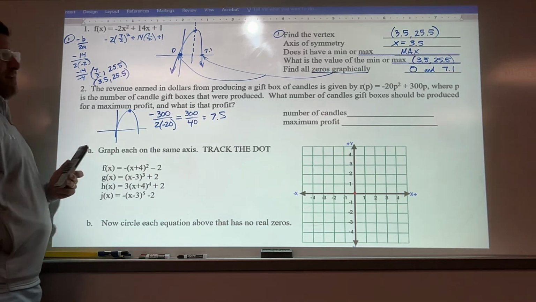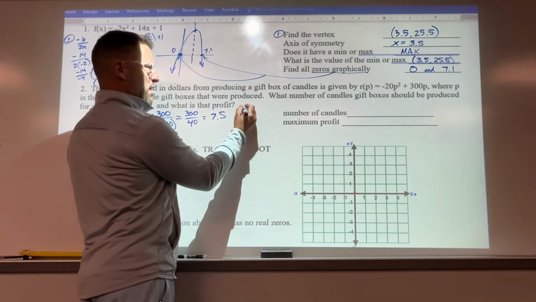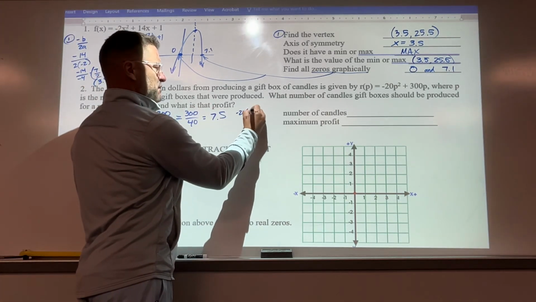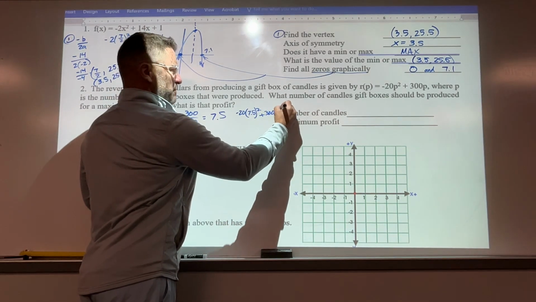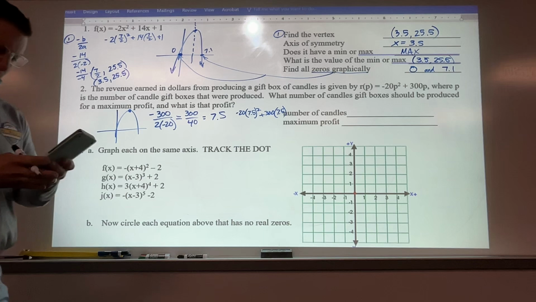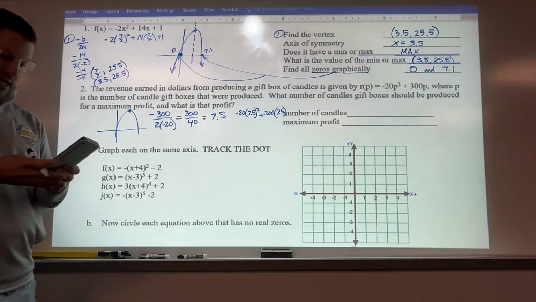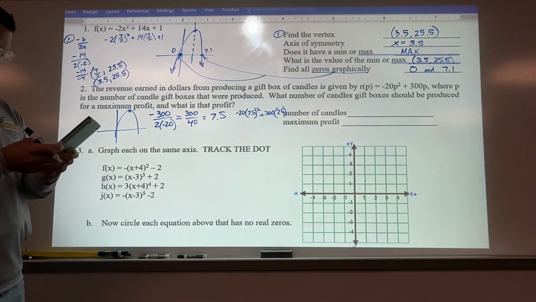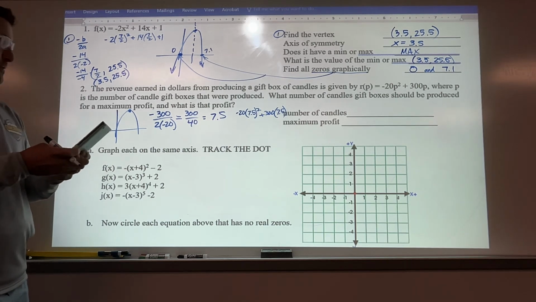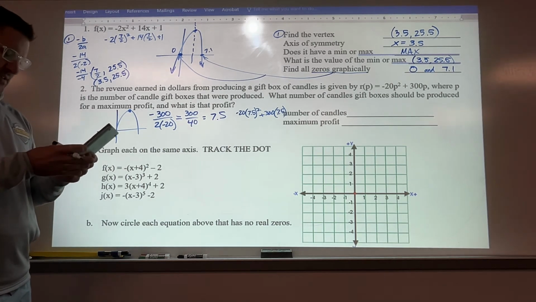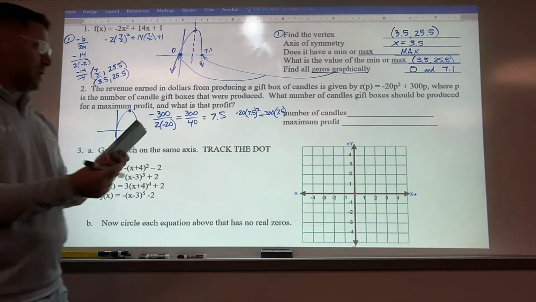Then I'm going to plug that value in and find what that max profit is. So negative 20 times 7.5 squared plus 300 times 7.5. Then I run the numbers. Negative 20 times 7.5 squared plus 300 times 7.5, and I got 1125.